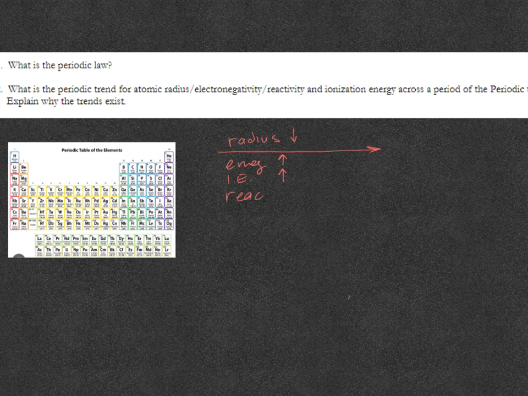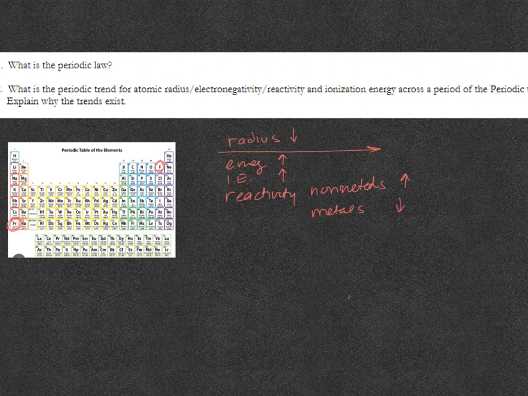Your reactivity for your nonmetals is going to increase. The most reactive nonmetal is fluorine. Your reactivity for metals is going to decrease. Francium is the most reactive metal.